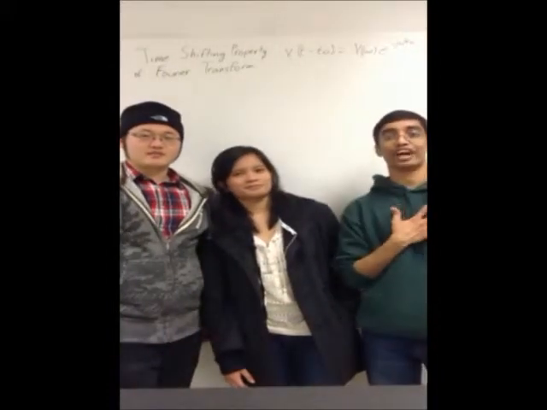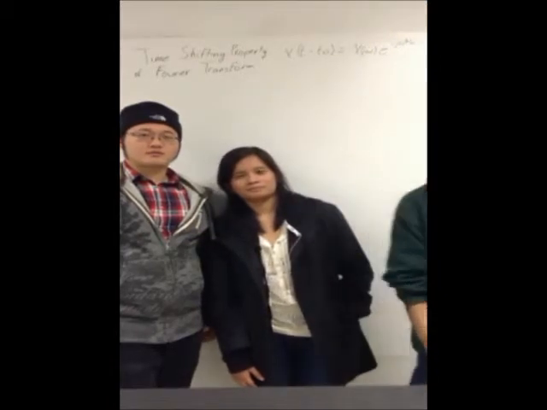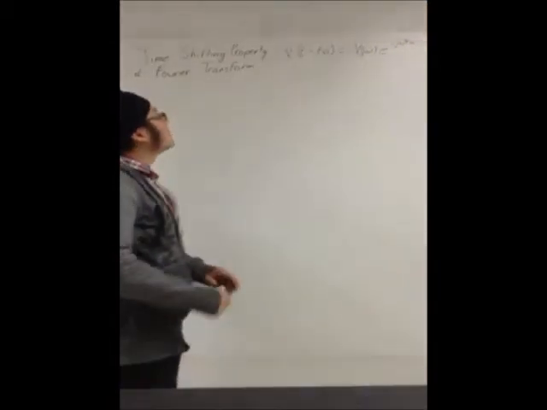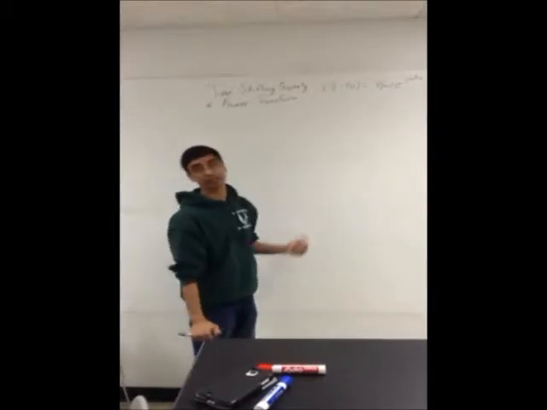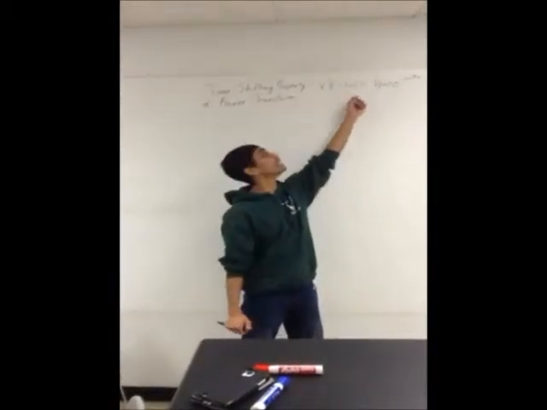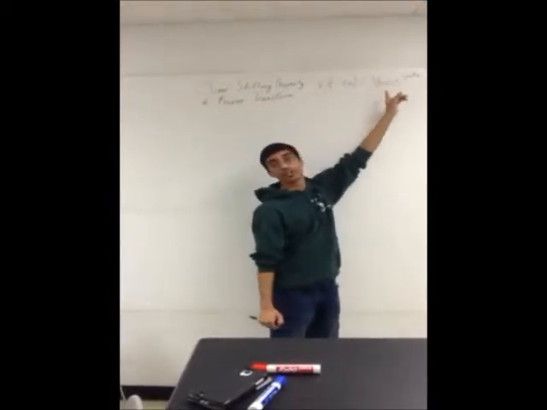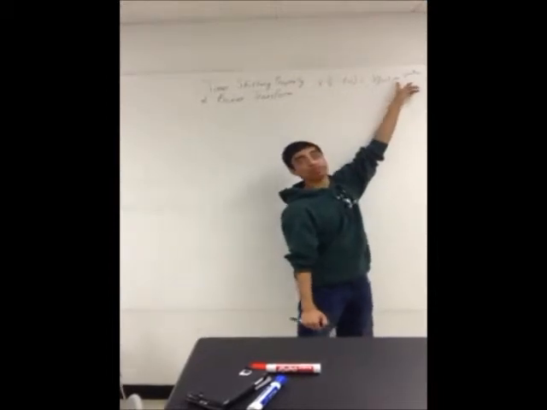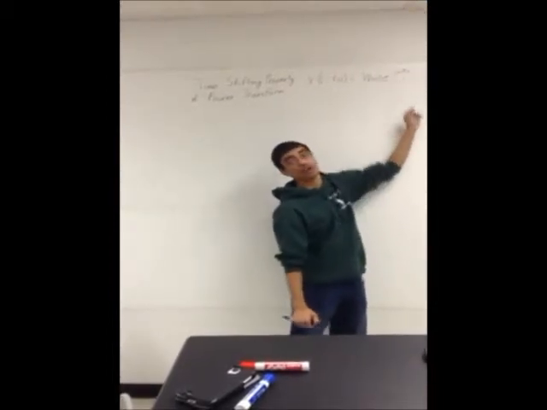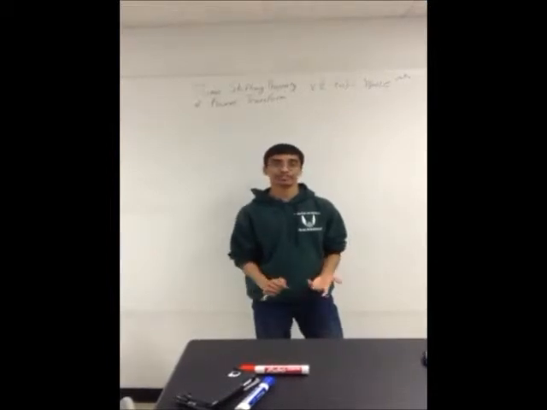And I'm Rehan, and we're going to bring you the time-shifting property of the Fourier transformation. What the time-shifting property of the Fourier transform states is that if you have a signal x of t and shift it by an amount t0, then the resulting Fourier transform will only be multiplied by e to the negative j omega t0. And now Jimmy will show you the proof for this.